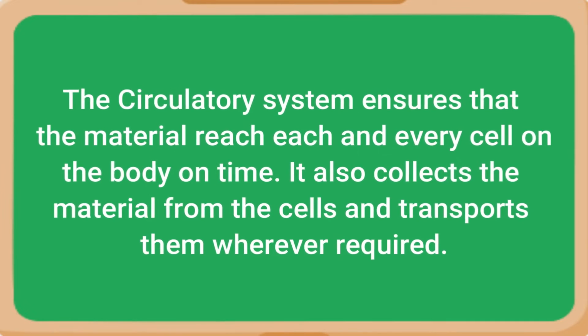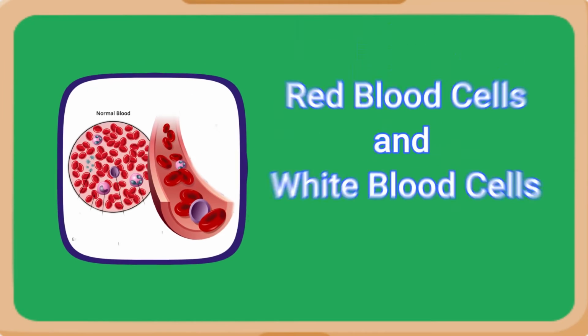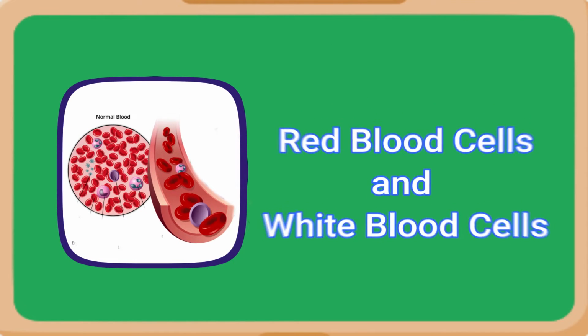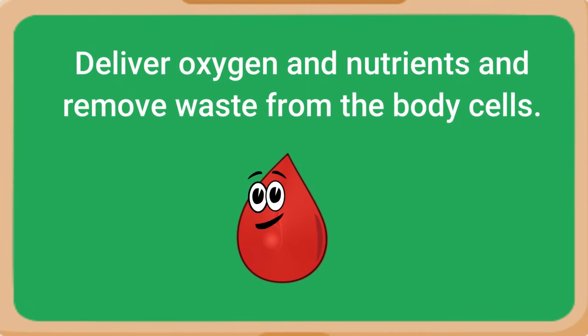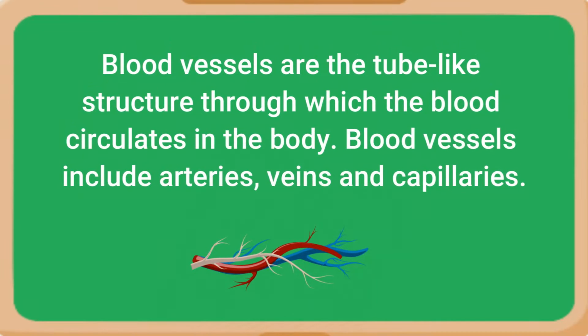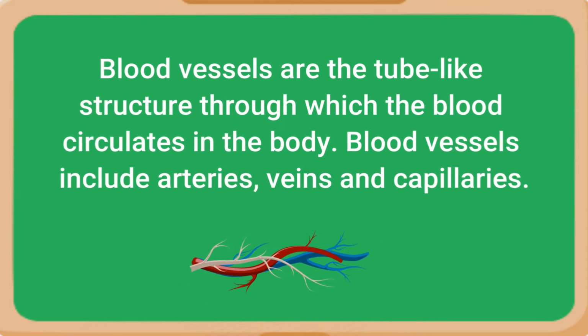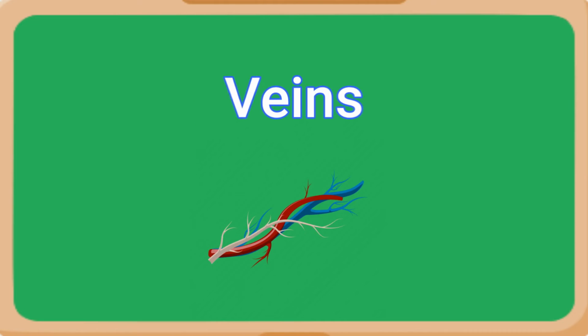Blood consists of plasma, red blood cells, white blood cells, and platelets. The function of blood is to deliver oxygen and nutrients and remove waste from the body cells. Blood vessels are the tube-like structures through which blood circulates in the body. Blood vessels include arteries, veins, and capillaries. Blood vessels have 3 types.